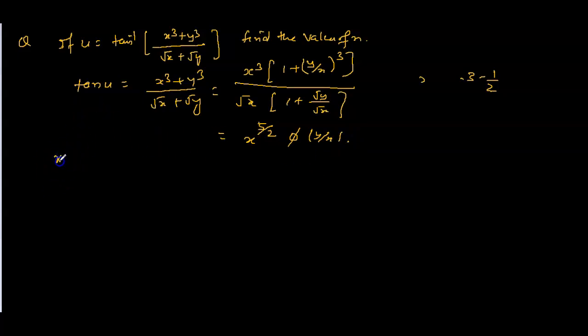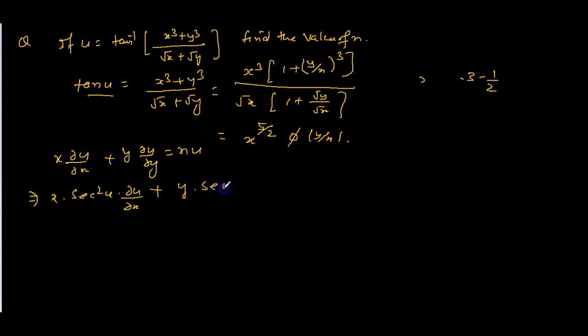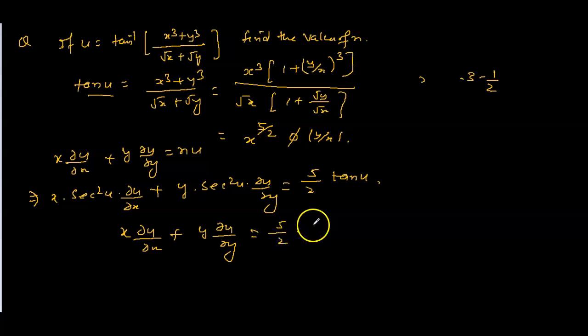So you can write here x into del w by del x plus y into del w by del y is equal to n into u. Here u is tan of w. Tan differentiation is secant square of w into del w by del x plus y into secant square of w into del w by del y is equal to n into u. N is 5 by 2 and u is tan of w. So taking the secant square to this side, x into del w by del x plus y into del w by del y is equal to 5 by 2 tan of w.